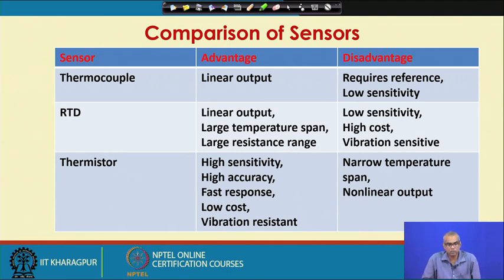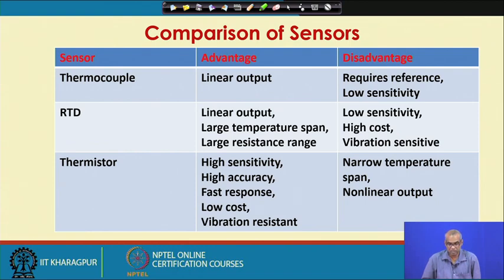Finally, we put some comparison of various sensors and summarize their advantages and disadvantages. Thermocouples have linear output, require a reference, and have low sensitivity. RTD output is linear, with a large temperature span and large resistance range. Disadvantages: low sensitivity, high cost, and vibration sensitive.